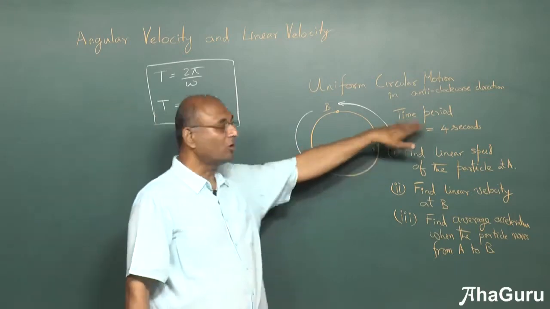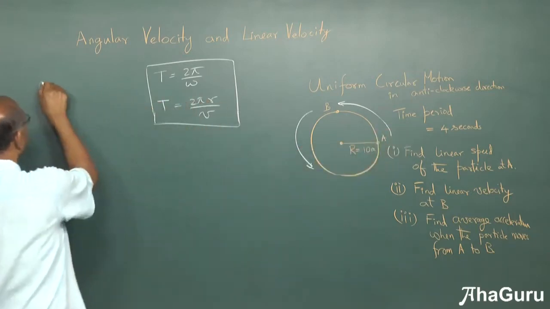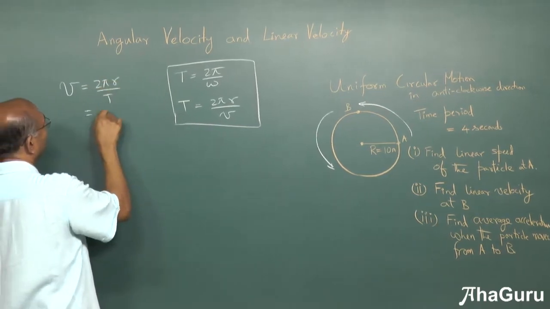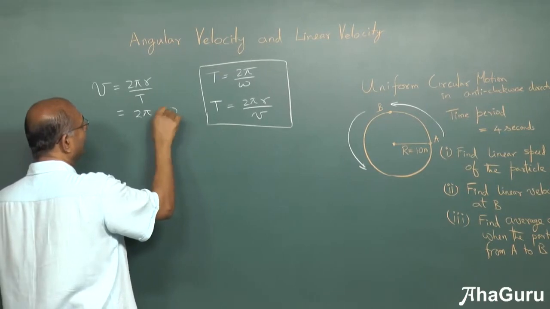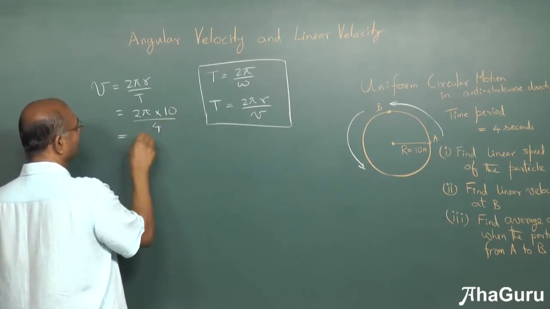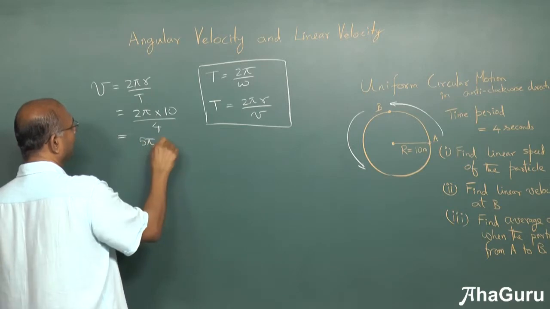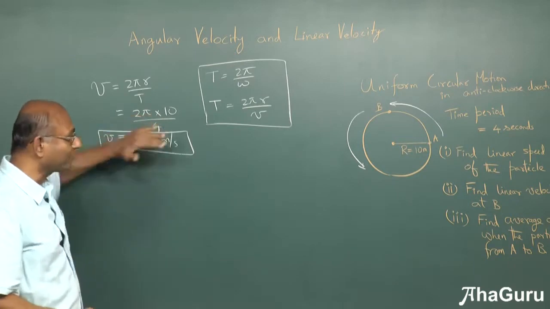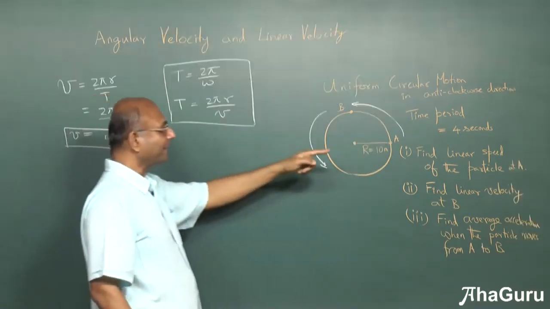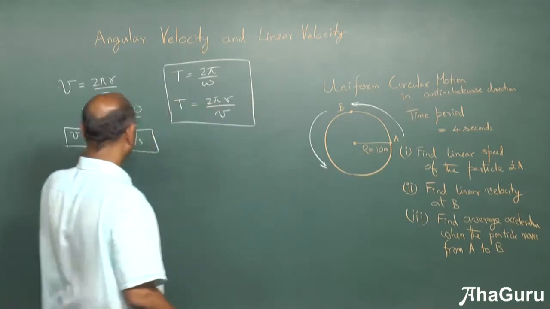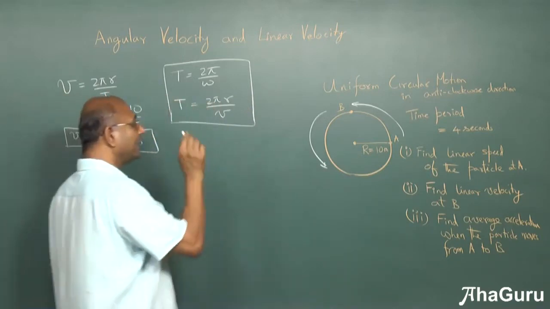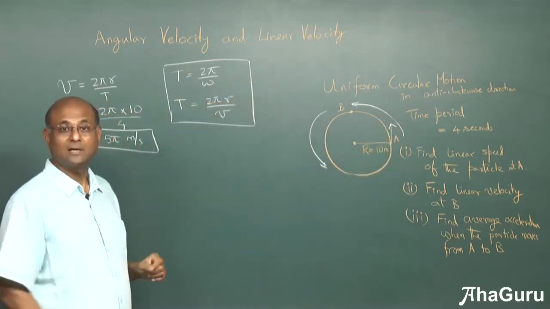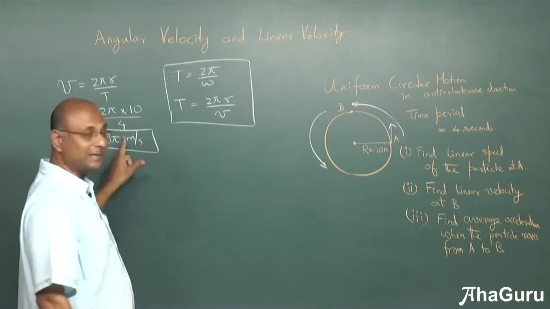Okay. So since I've been told the time period is 4 seconds, I can directly write my speed is 2 pi r by the time period. So 2 pi into 10 divided by the time period of 4 seconds. So that is 5 pi meters per second. So that is our speed. This is one way to calculate it. So the linear speed of the particle at A is 5 pi meters per second. The linear velocity would be in this direction. But I'm only interested right now in linear speed, so it is 5 pi meters per second. I hope that is clear.